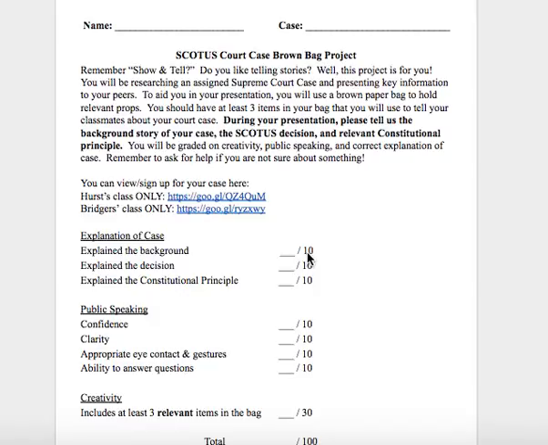Okay, so the decision, what does SCOTUS say? Remember, SCOTUS is Supreme Court of the United States. So to get my second 10 points, I'll say the Supreme Court decided that it was constitutional to marry someone who is not the same race as you. All right, and the third 10 points, about the constitutional principle. You need to explain to me which amendment or which article it comes from. Some cases are going to have more than one amendment, and some cases might have an article plus an amendment. If you have questions about this, please ask.